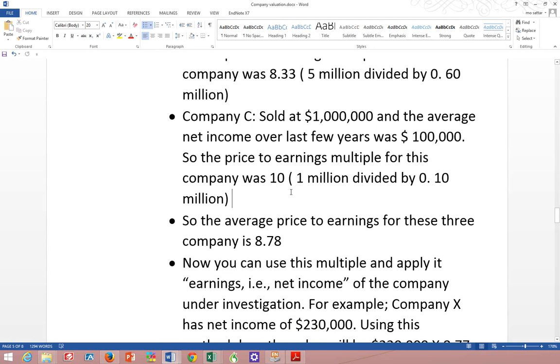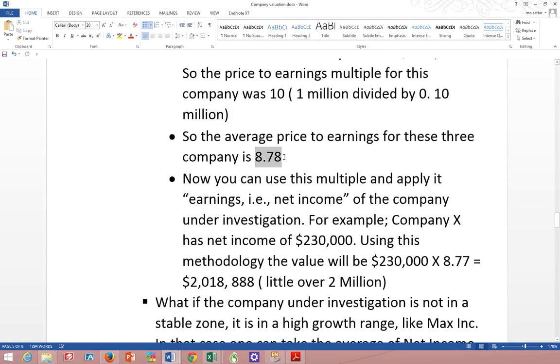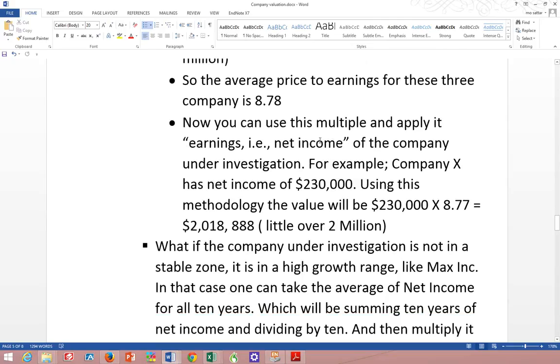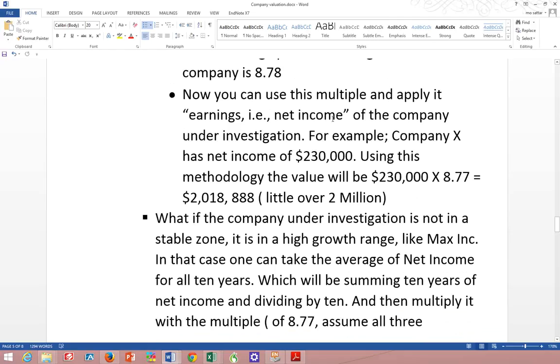So now we have 3 companies. We can average those 3 numbers, and we get 8.78. So once we have that, what do we do with it? We take that 8.78, which is the price to earning multiple, and we apply it to the earnings, which is basically the net income of the company.